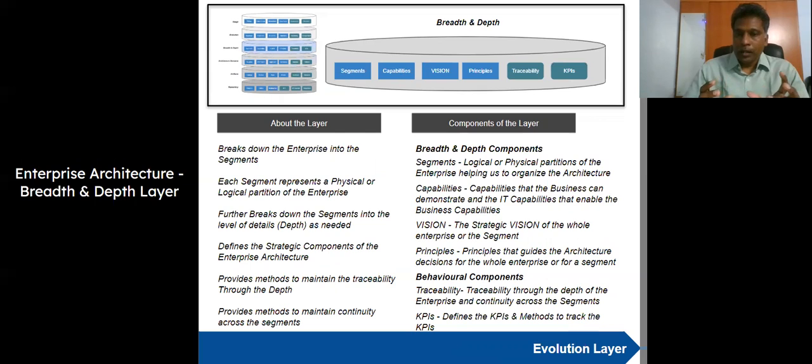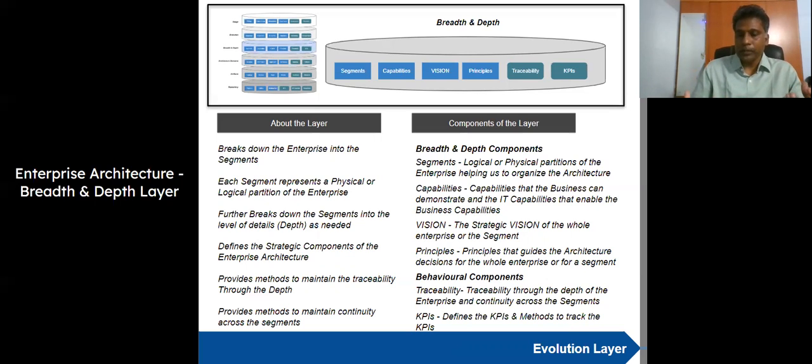So while it's important to define the breadth of the enterprise, we need to be able to define the depth of the architecture also, right? So when we break these segments down into sub-segments and further down to the level of the business capabilities that we want to manage within the enterprise architecture. So both the depth and breadth depend on the organization, how we want to organize it, but we need to have a clear definition of it.